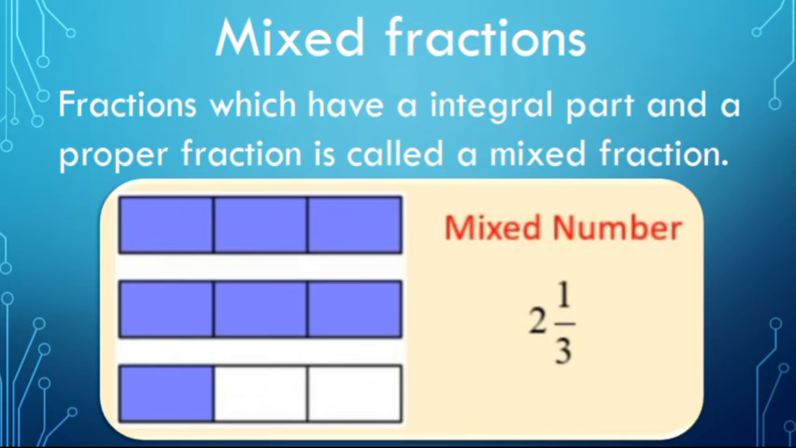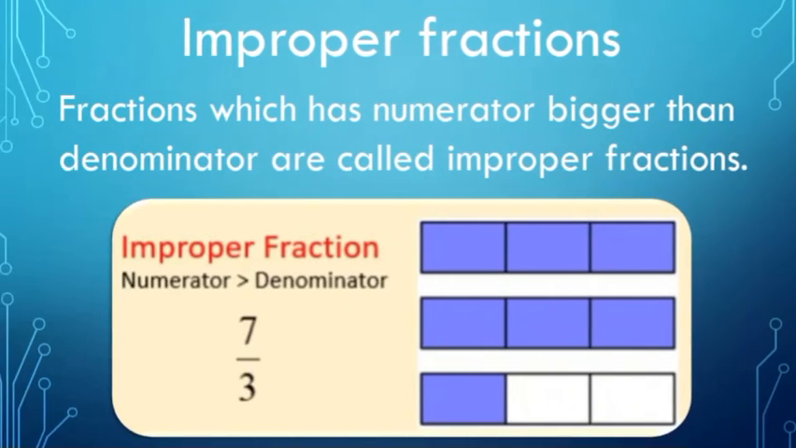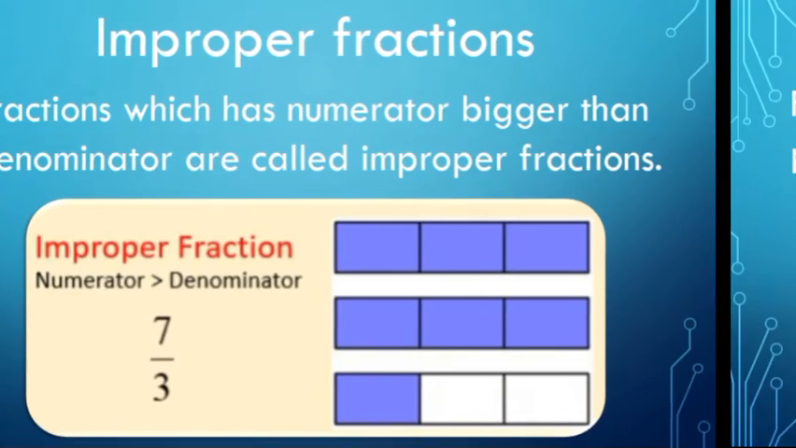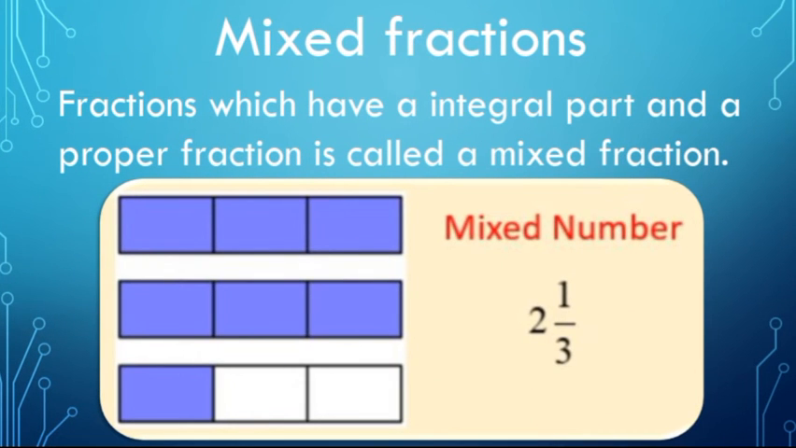Fractions which have an integral part and a proper fraction are known as mixed fractions. You know the proper fraction, right? See, this is 2 by 5. Smaller numerator by bigger denominator. So this is a mixed fraction. It has an integral part and a proper fraction. That is 2 1 by 3.